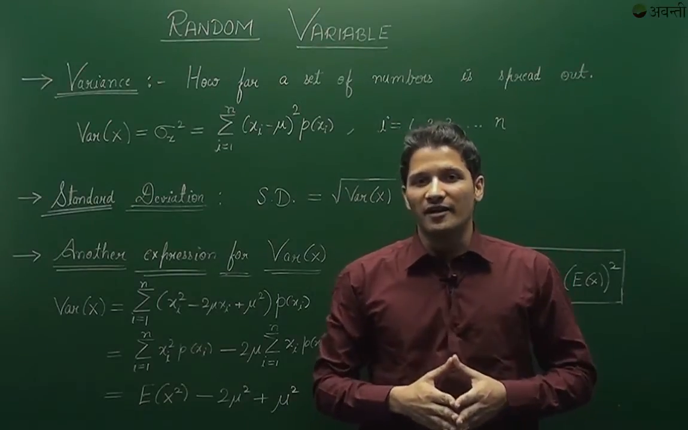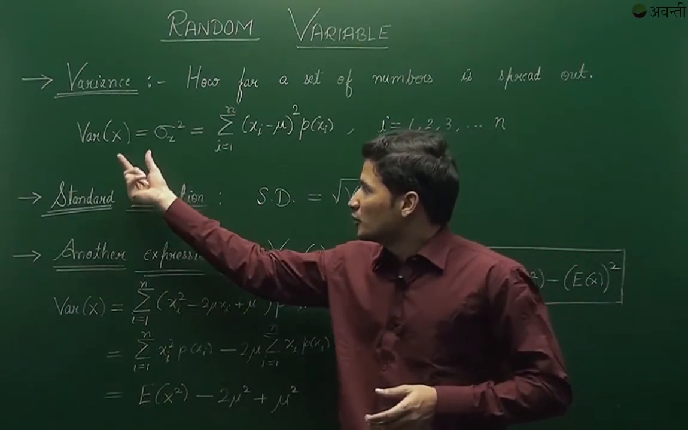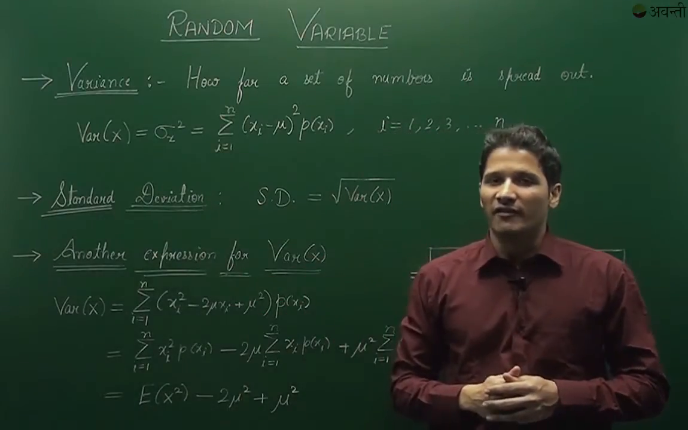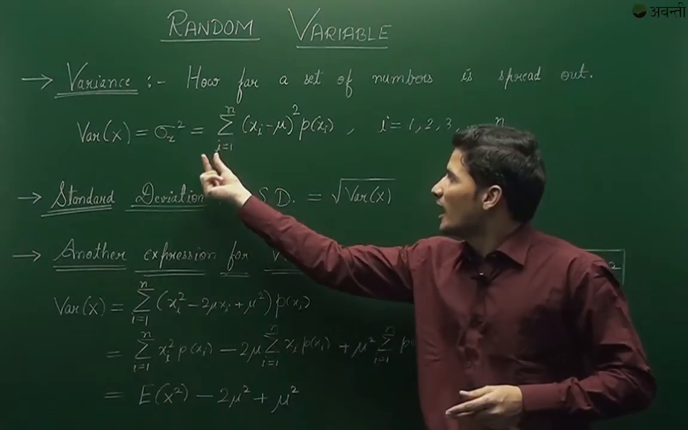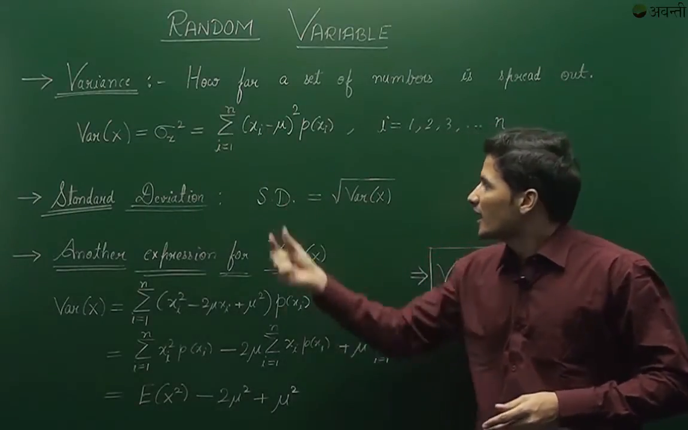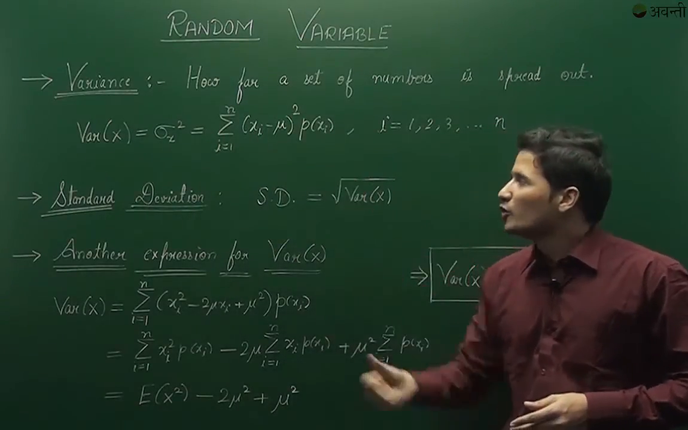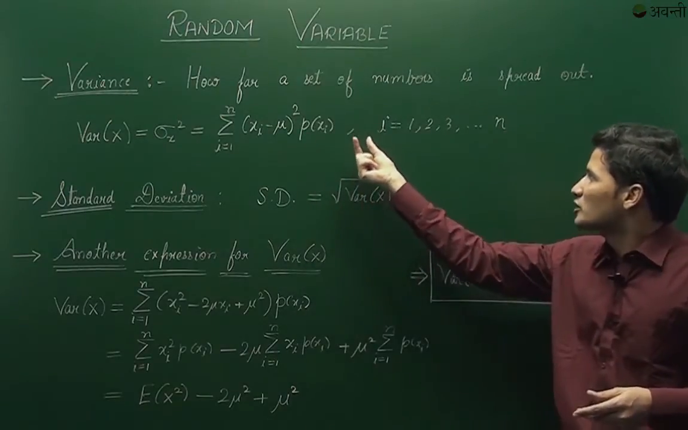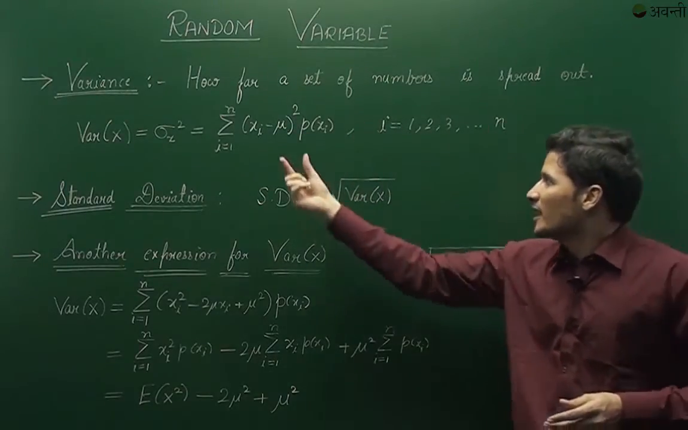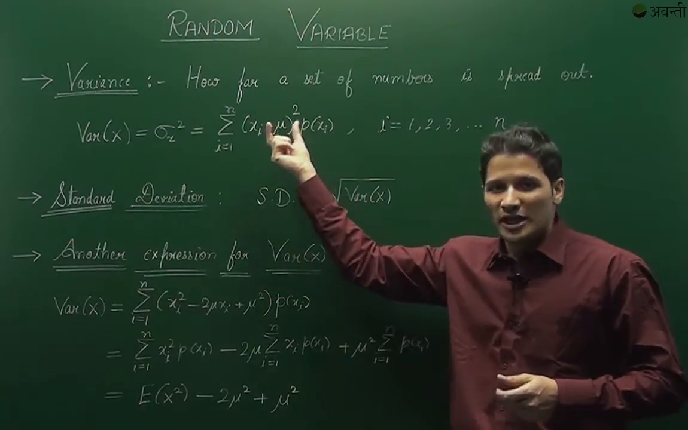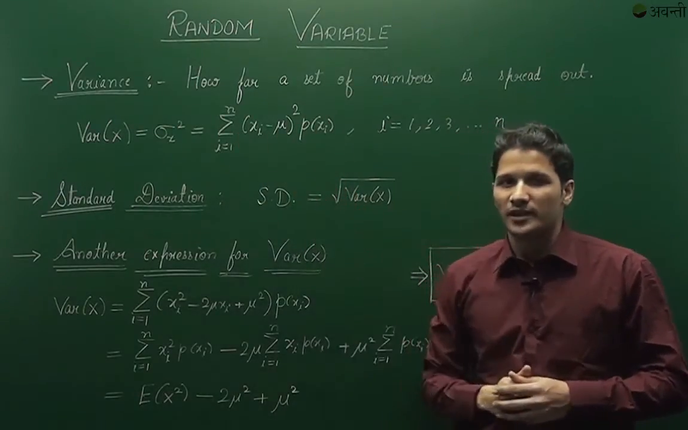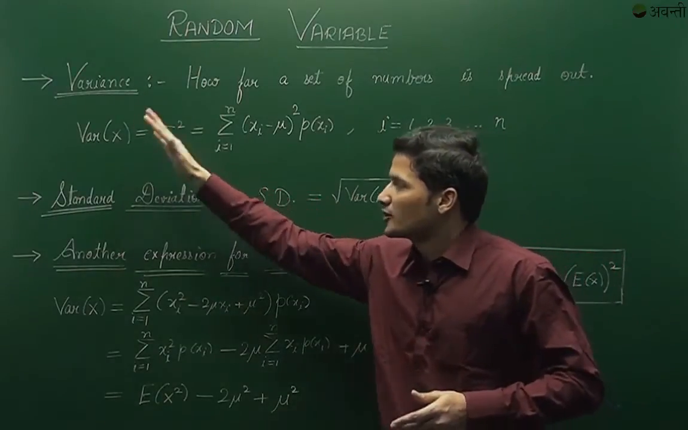Now, if we have random variable x and we would like to know its variance, then we can find it using this expression, that is variance of x is equals to sigma i equals to 1 to n (xi minus mu) whole square into p of xi, and i varies from 1 to n. Here xi's are the values of random variable x, and p of xi's are corresponding probabilities to xi. Now this is how we calculate variance of x.